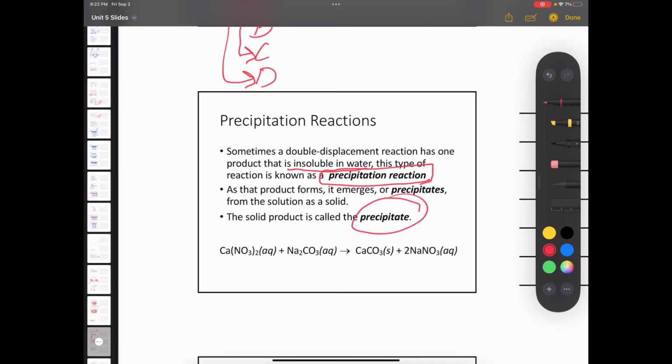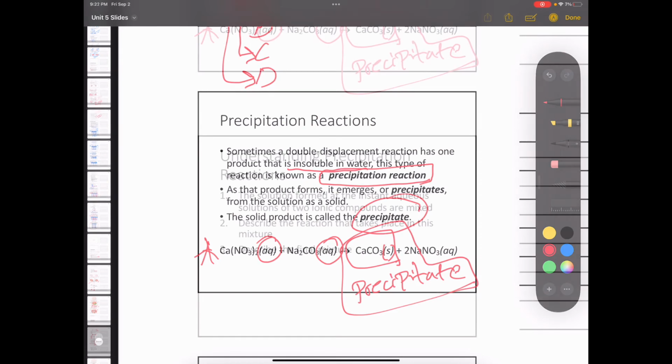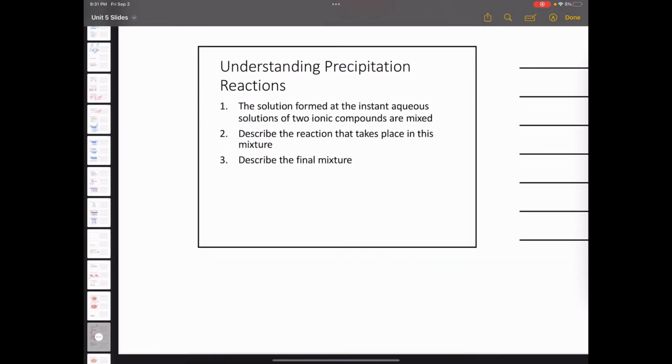So when you look at this equation right here, this is AQ, which means it's aqueous, soluble in water. Same here with the sodium carbonate. When you look at the calcium carbonate, however, you can see the letter S, which means it's solid, which means it's not soluble in water. This is my precipitate in this reaction, the material that is not soluble. So now let's try to understand precipitation reactions so that we can describe reactions, describe the final mixture, the final product, and also predict solubility when two compounds are reacting together.